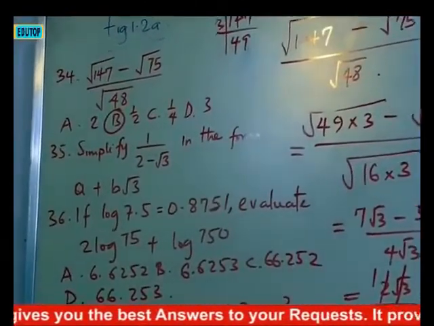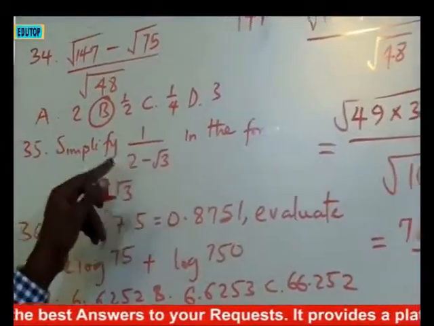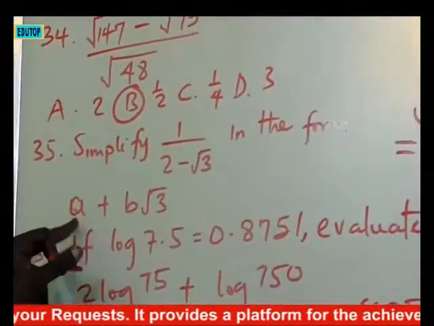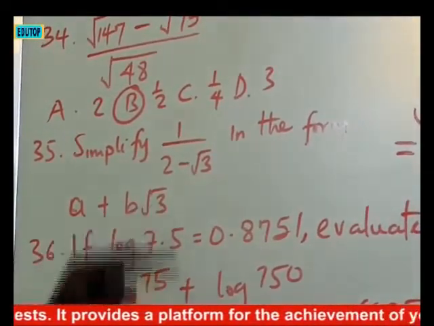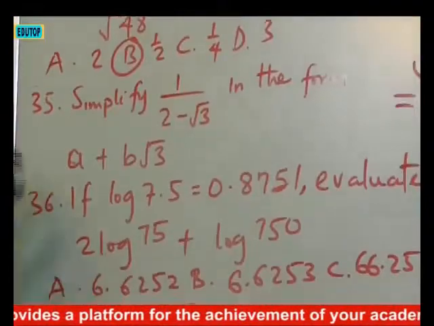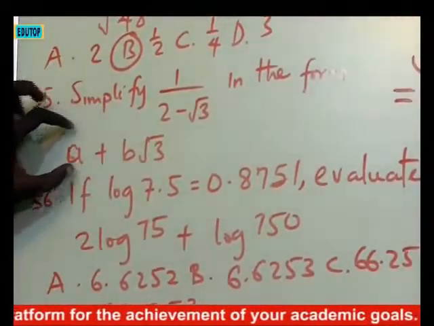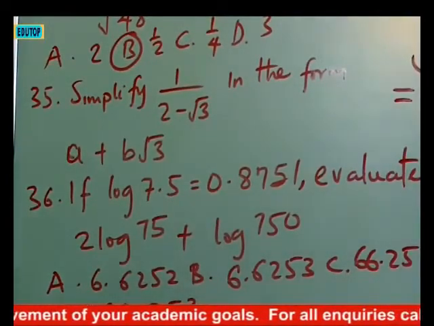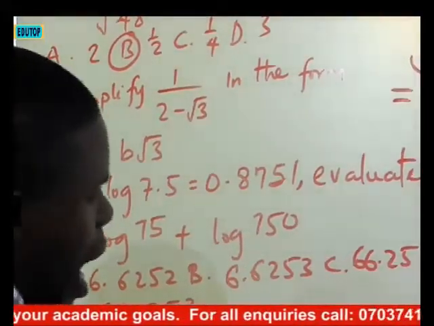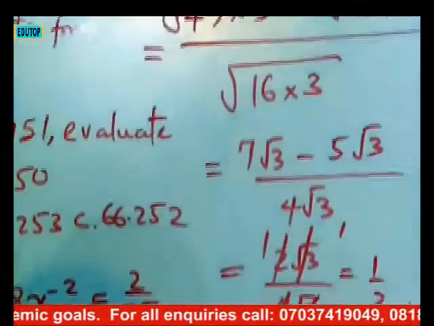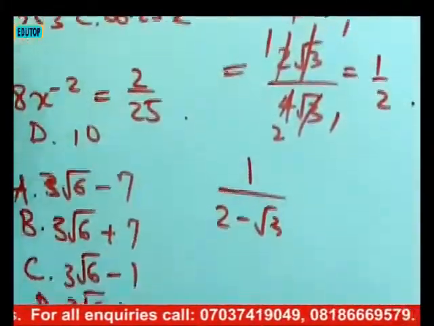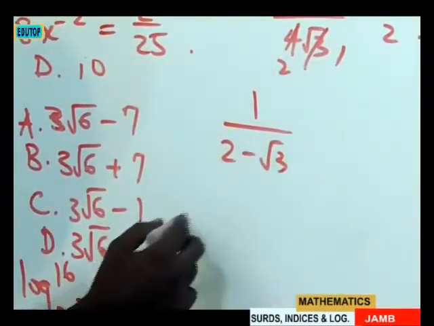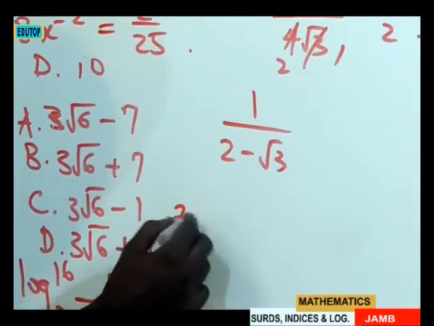Then question 35. This one says simplify 1 over 2 minus root 3 in the form a plus b root 3. It's not just to solve; you must conform your answer to this format. That's the instruction that has been passed across. So here I have 1 over 2 minus root 3. What I just need to do is to rationalize by the conjugate. What is the conjugate of 2 minus root 3? It will definitely be 2 plus root 3.